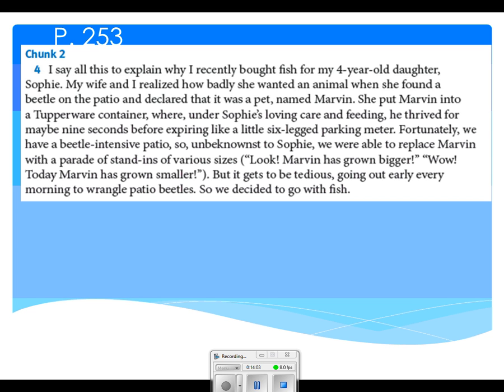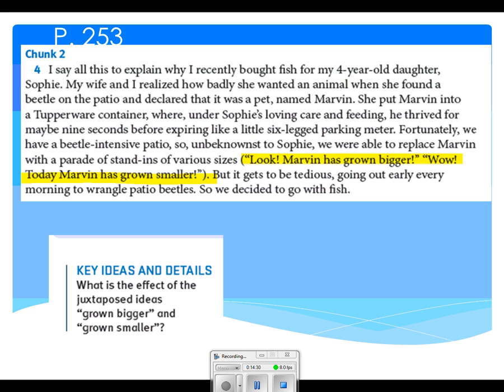I want you to turn back to this page that we were just at. I want you to go ahead and make this mark with your highlighter now, please. Now, the reason why we're highlighting this is an example of juxtaposition, but it's a little bit cleverly hidden, all right? There's a key idea and detail question all the way in the bottom right corner. And it asks, hey, what's the effect of these ideas?